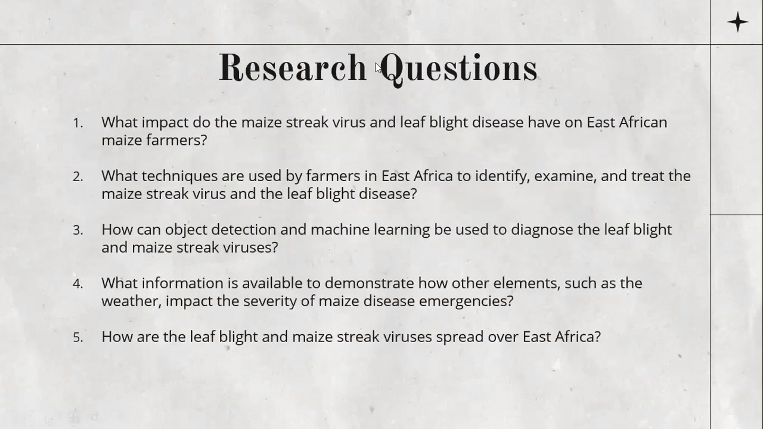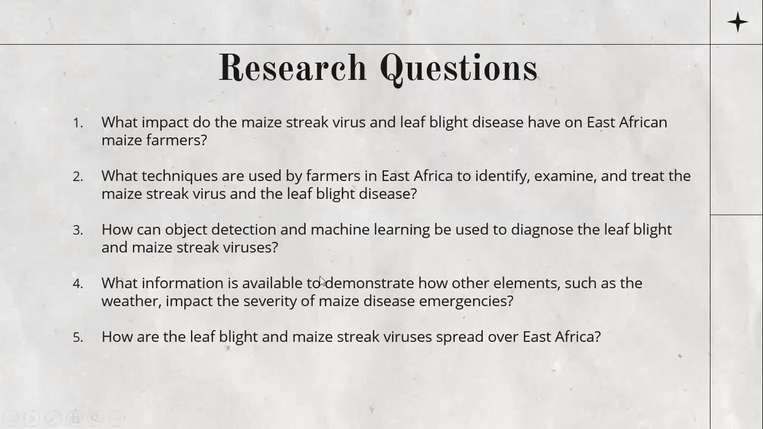Now, there were some research questions. The first one was, what impact do the maize streak virus and the leaf blight disease have on East African farmers? We wanted to know what techniques are currently used by farmers in East Africa to identify, examine and also treat the maize streak and the leaf blight diseases. And we also want to see how object detection, how this new system or technology, can be used to diagnose leaf blight and maize streak viruses.